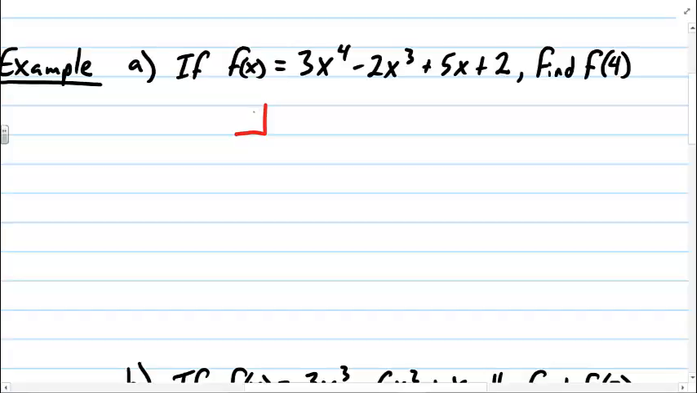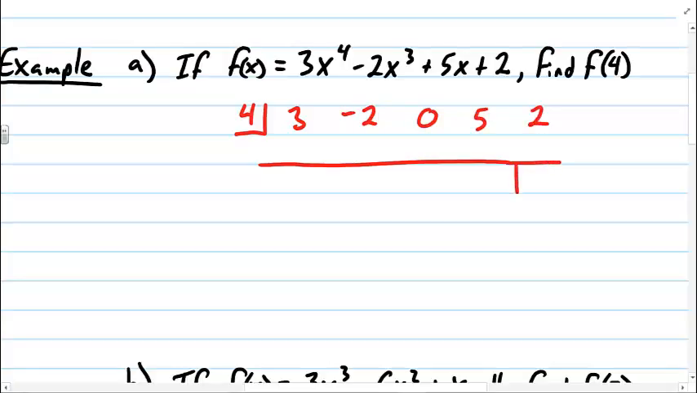When it says f of 4, it's already been flipped for me, so I'll use the 4 in there. And let's set up our synthetic division. It has the fourth power, third power. There is no squared term, so don't forget your 0. So it goes 3, -2, 0, 5, and 2. What the remainder theorem says is whatever I get down here for the remainder is the exact same thing as doing f of 4.